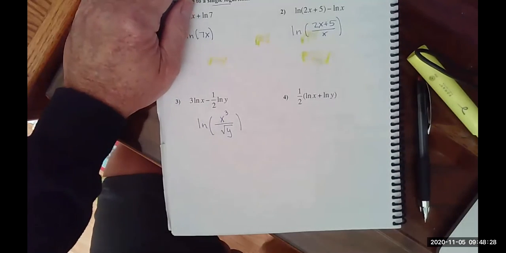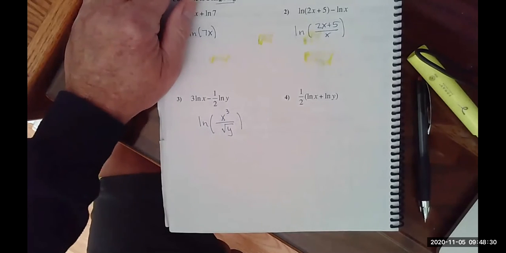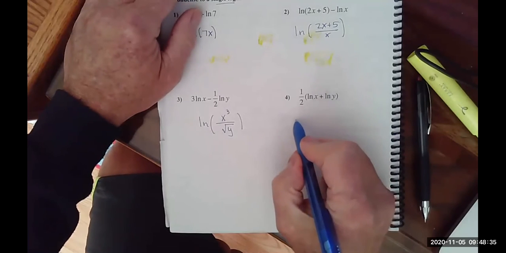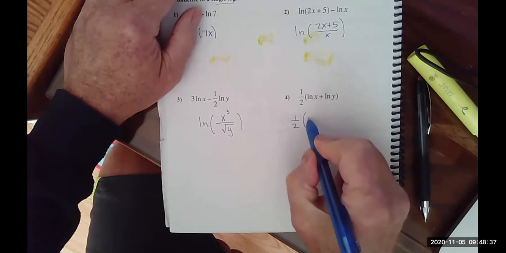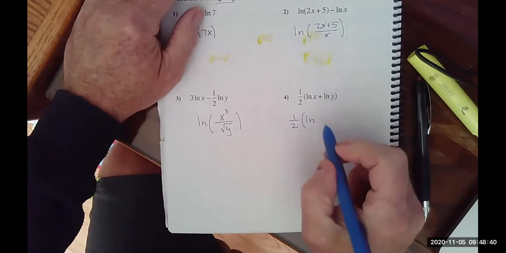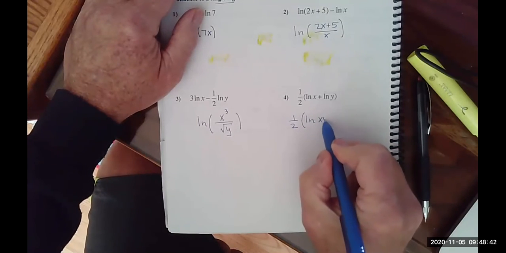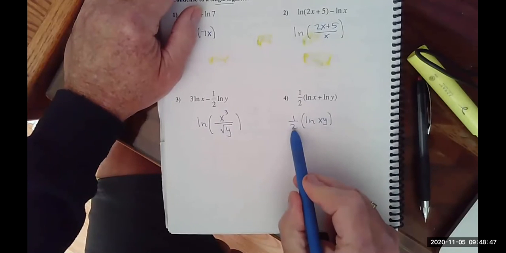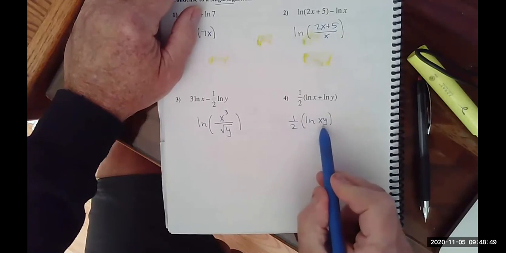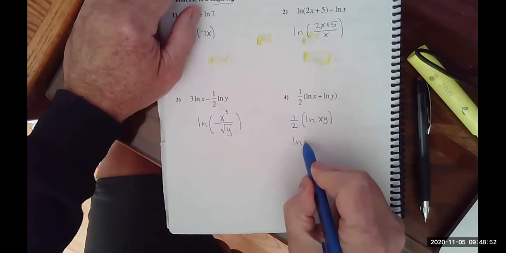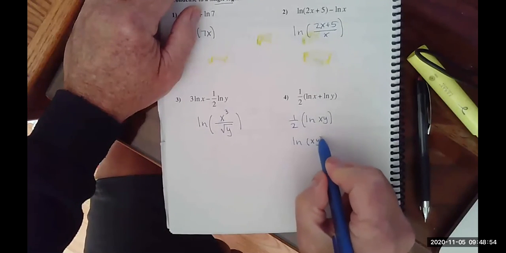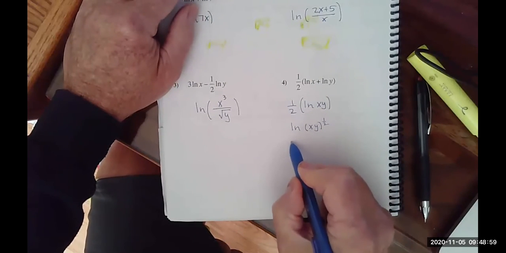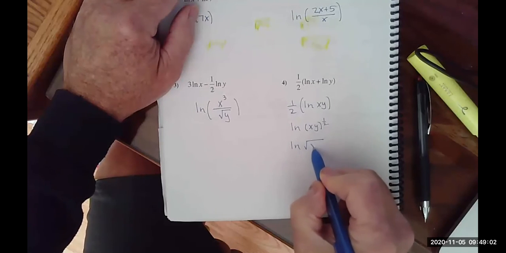So work inside the parentheses. Remember PEMDAS? Work inside the parentheses first. So I would do this first, which would be 1/2, and this would be ln of what, xy, and then take the power and then put it on the argument. So ln of (xy) to the 1/2, which is known as ln square root of xy.